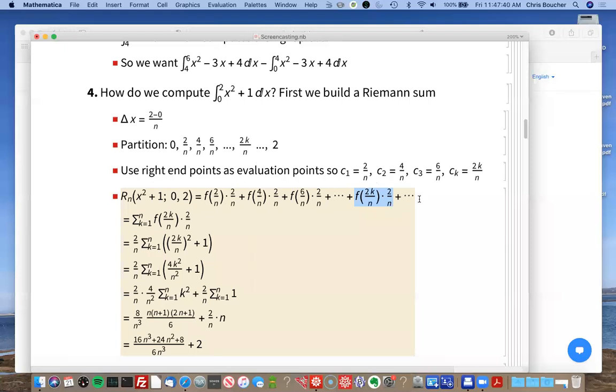I mean, summation notation was made for this, right? I've got this big, long sum with a lot of terms. The terms have a pattern, and this is what the sum looks like, right? It's f of 2k over n times 2 over n. Here's the kth term over here.